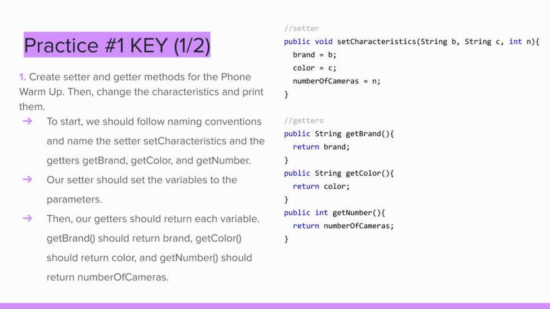Then we'll have our getter methods. Since their function is just to return a variable, they don't take any parameters. The body consists of a single return statement with the corresponding variable.